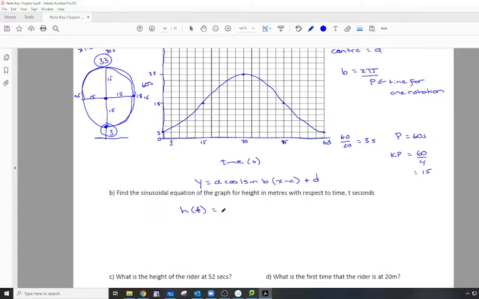It's going to equal. Now we're going to fill in the a value. We're going to pick either cos or sine. We're going to fill in the b value. Our x is now time. We're going to fill in the c value, and we're going to fill in the d value.